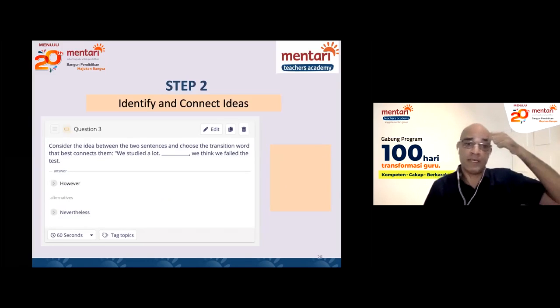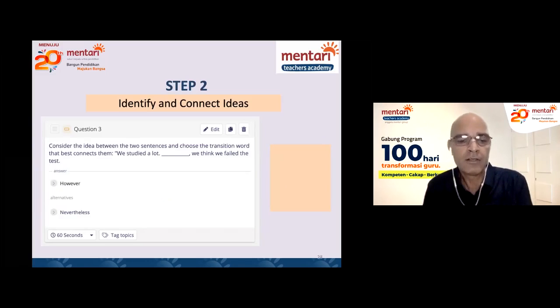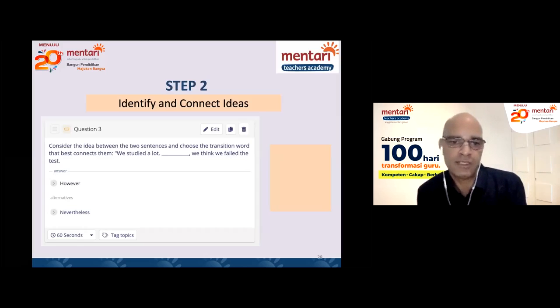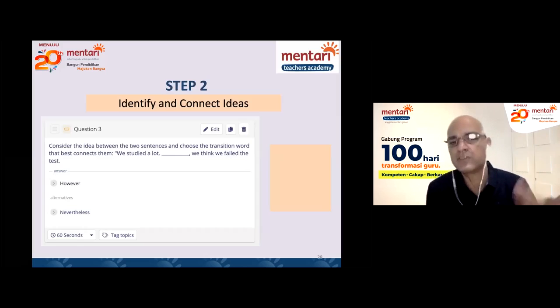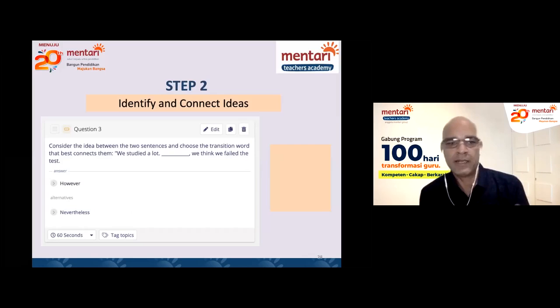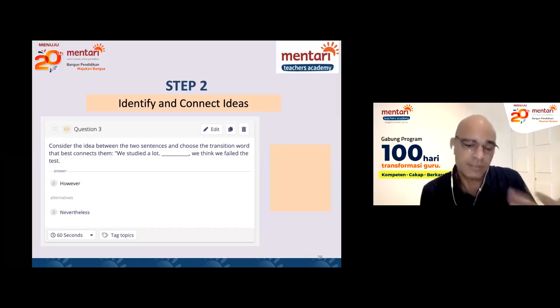What about this one here? Okay, those are some of the possible answers, right? Consider the idea between the two sentences and choose the transition word that best connects them. We studied a lot. So again, because of the punctuation and the structure of the sentence, two of the possible answers, two of many, could be however and nevertheless.